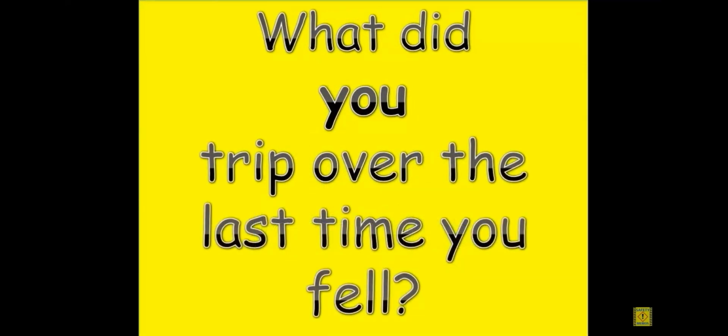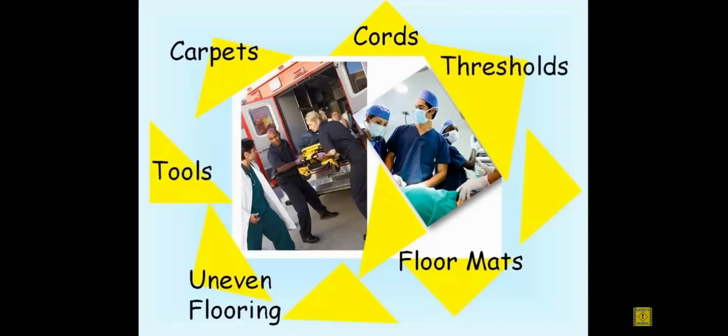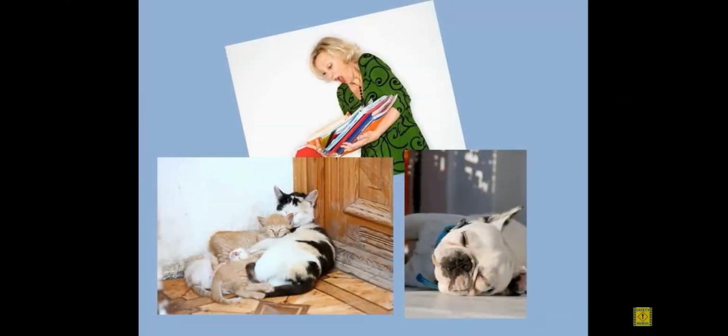What did you trip over the last time you fell? People tend to trip over things that we see all the time but don't normally notice. Things like a slightly curled up edge of a carpet or mat, extension cords, uneven walking surfaces like cracks in sidewalks or other walking surfaces, thresholds in doorways, tools. Even those cute little pets snoozing in doorways cause hundreds of falls every day.